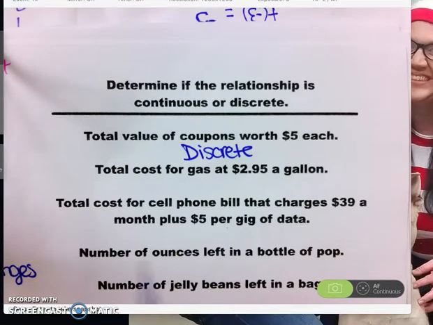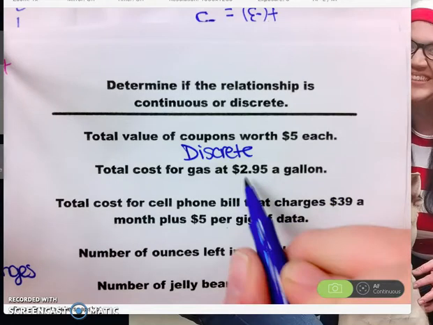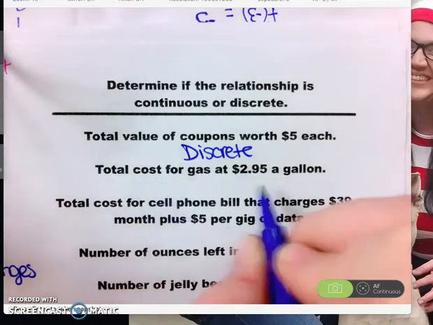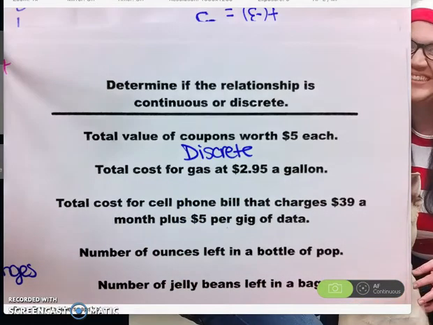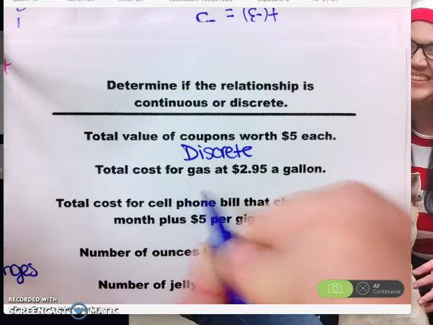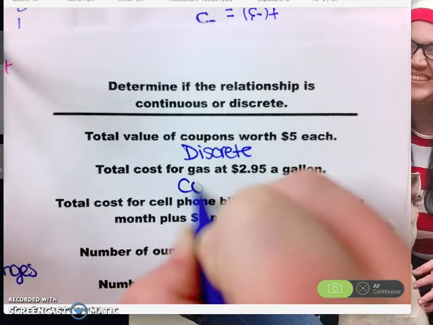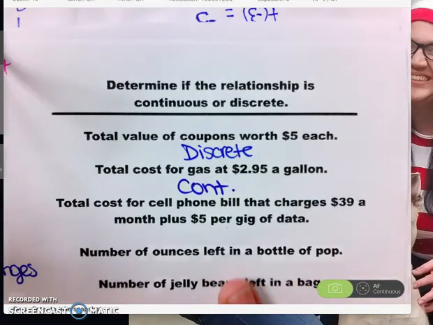Okay, but here, total cost for gas, $2.95 a gallon. You can buy 1 gallon, or 2 gallons, or 3 gallons, but you can also buy a gallon and a half, or 1.5, or 1.75 gallons, or 2.6, okay, so that's going to be continuous. All right.